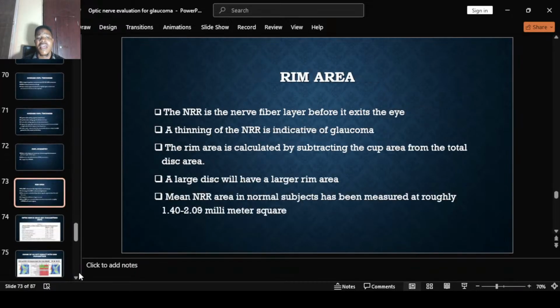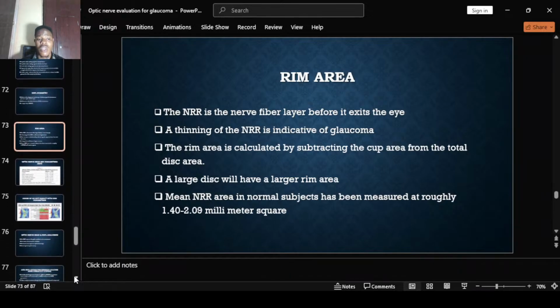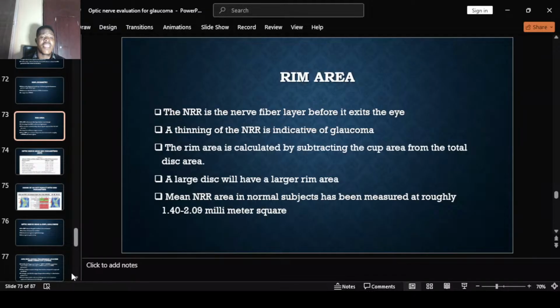When we begin to see symmetries of 30%, 40, 50, 60, it shows that something is wrong. Also, the rim area is very, very important. Remember, we said earlier in part 1 and part 2 that the neuroretinal rim is more indicative of glaucoma than a cupped disc. The neuroretinal rim is the nerve fiber layer before it exits the eyes, and a thinning of the neuroretinal rim is indicative of glaucoma.